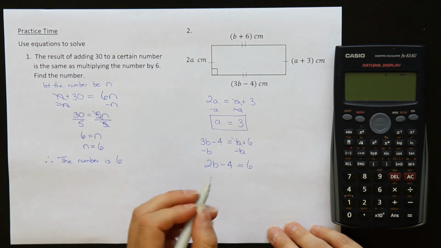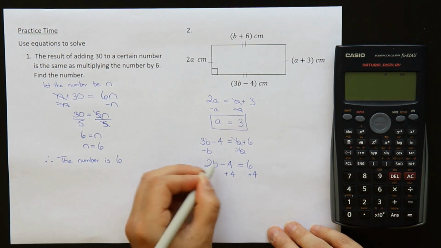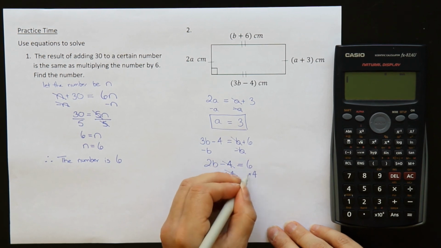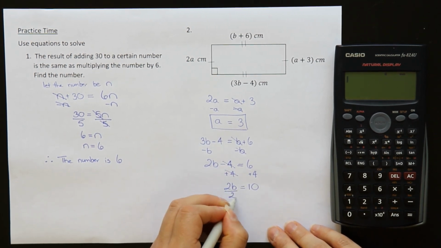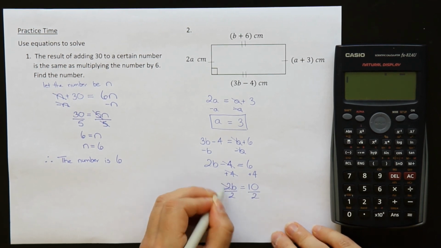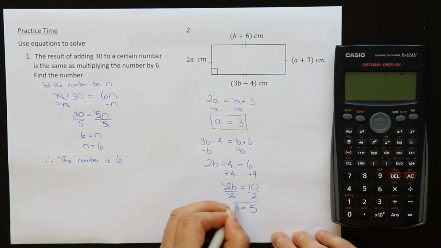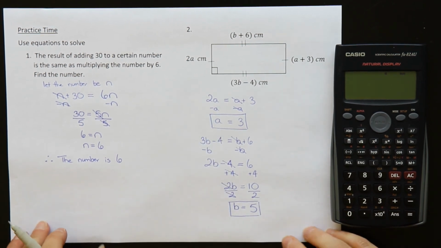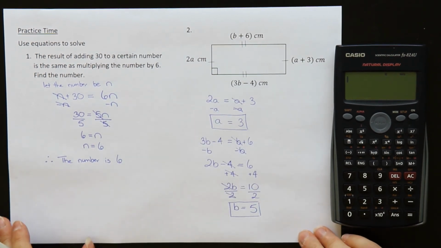Okay, two numbers to move away here. Let's add 4. So 2b is equal to 6 plus 4 is 10. And last thing, we need to divide by 2. So b is equal to 5. Okay, a is equal to 3 and b is equal to 5. I don't need to write a wordy solution because those pronumerals were in my question.